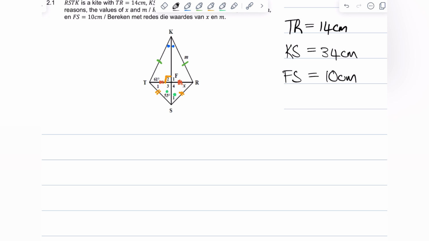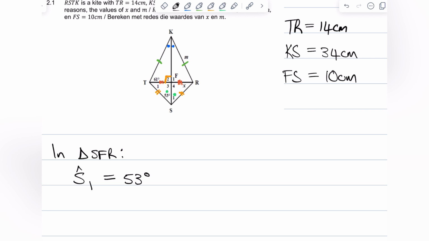So we're going to say in triangle, and I'm going to call it SFR. If you want to call it RFS, it doesn't matter as long as you indicate which triangle you're busy working in. So in that triangle, I can say the following. Angle S1 is equal to 53 degrees. How do I know this? Well, the long diagonal of a kite bisects the corner angles.